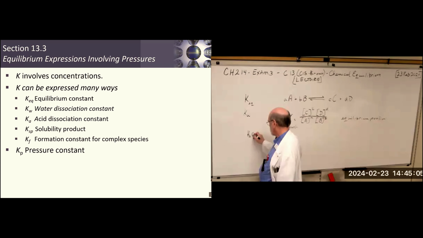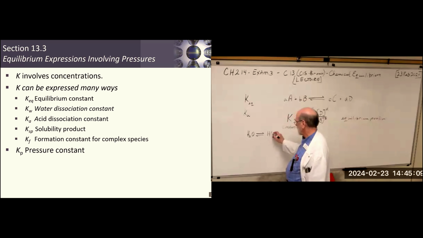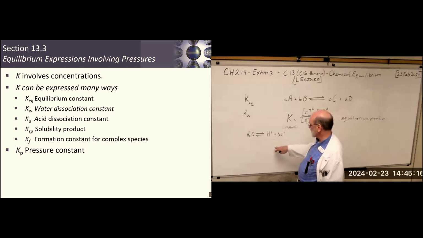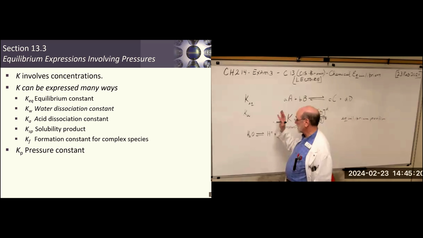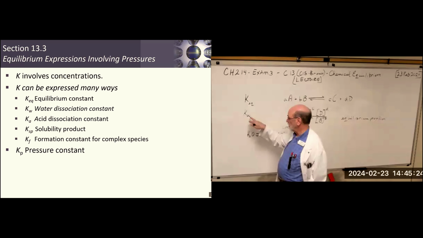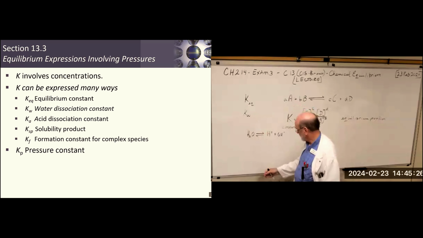Pure water is in equilibrium with hydrogen ions and hydroxyl ions. Okay? So you can get a concentration here and a concentration here, and that'll give you a K value at a given temperature for water. So W is reserved for water.